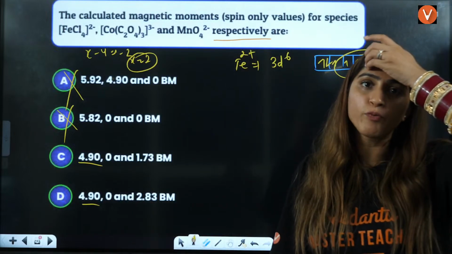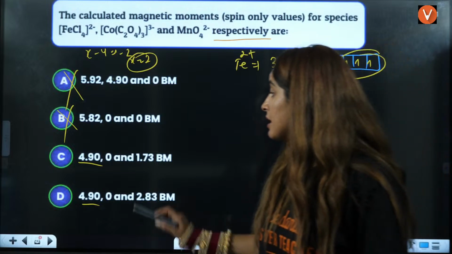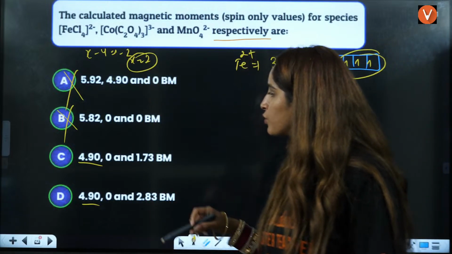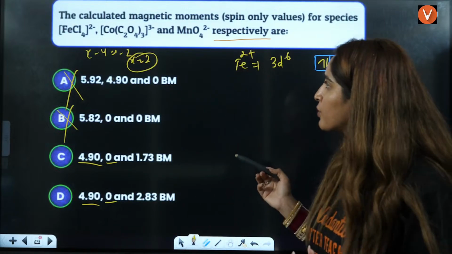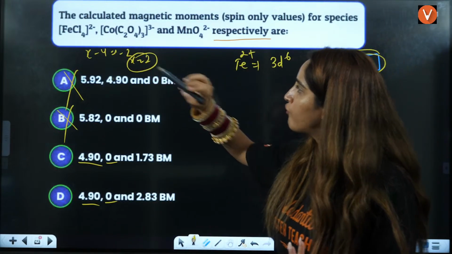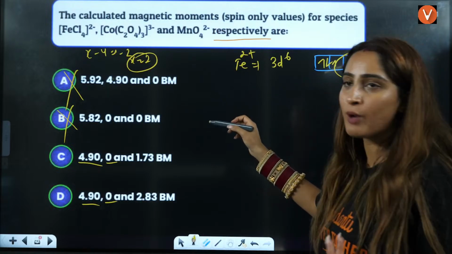So 4 means 4 point something should be the answer. Now let us talk about CO, CO2. So in both the options you have 0, 0. That means 0 is the correct answer. But still if you want to calculate, this is C2O4. That is the oxalato. Oxalato has -2 charge.